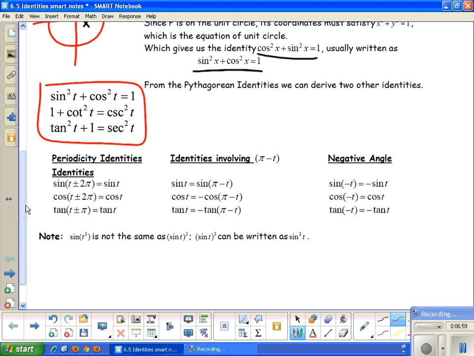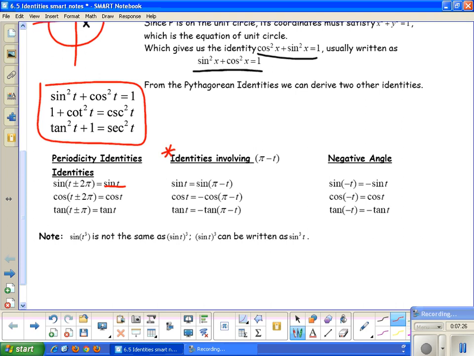Periodicity identities are just identities where you're adding plus or minus 2 pi to your equation. So if I add coterminal angles to my angle, sine of t, that's just going to give me the sine of t, or same thing for cosine and tangent. And identities involving pi minus t are right here. You don't really need to have these memorized. We don't really use them too often, so it's okay if you don't really know those.